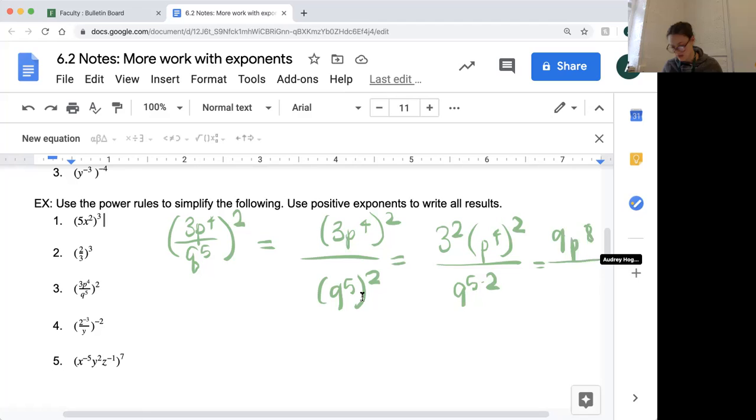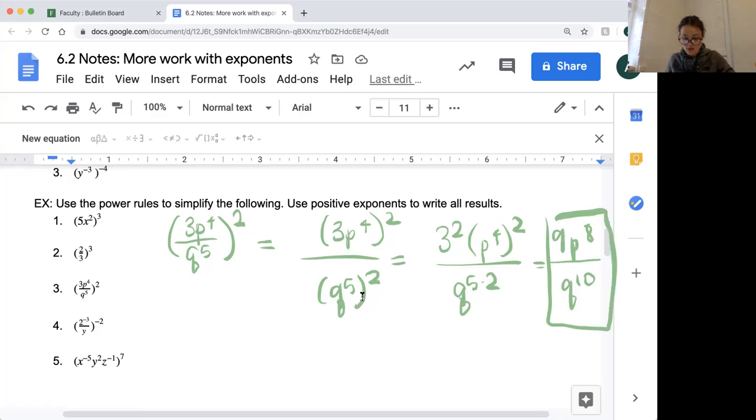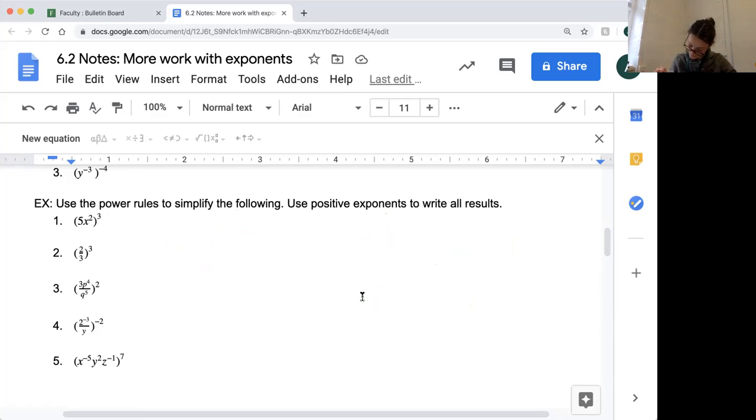Over, I thought that was a 9. I should make my q with a little curly guy. Over q to the 5 times 2, which is 10. So final answer is going to be 9p to the 8th over q to the 10th. I know these problems seem intimidating, but you got to just kind of think about taking them nice and slow, one step at a time.